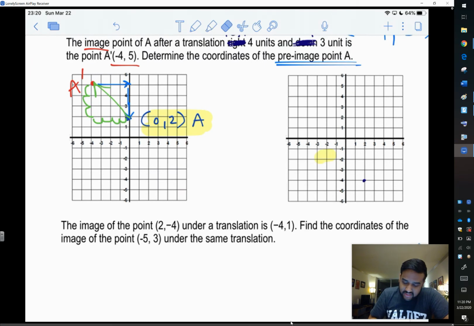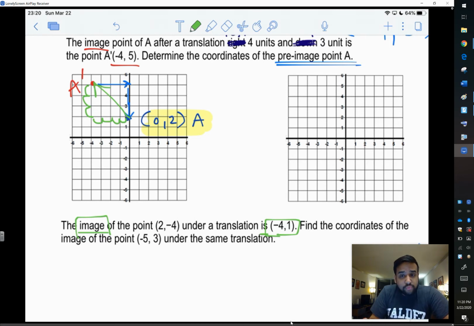For the second one, the image of the point 2, -4 under a translation, and notice it did not give us what that translation was. The image under a translation is -4, 1. Let's stop right there. Let's figure out which one of these 2 points is the image and which one is the pre-image. The word pre-image does not appear in the problem. So grammatically, this says that the image of the point, so this is a prepositional phrase, the subject is image, the verb is, and the object is -4, 1. The image is -4, 1.